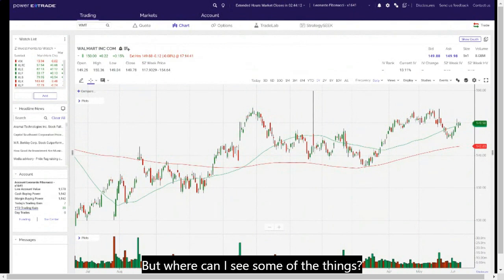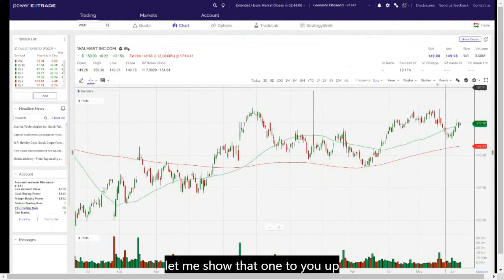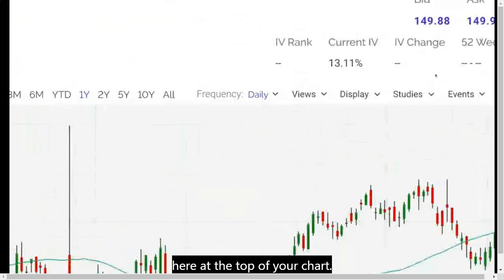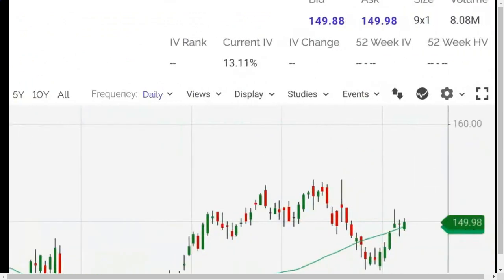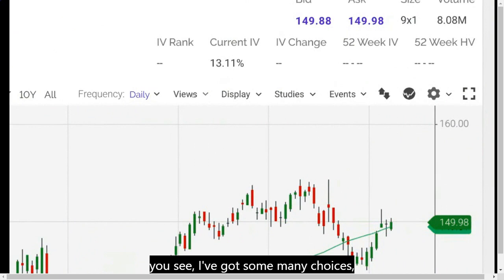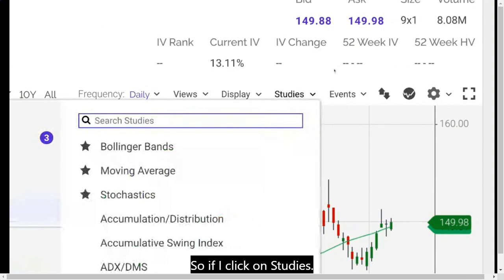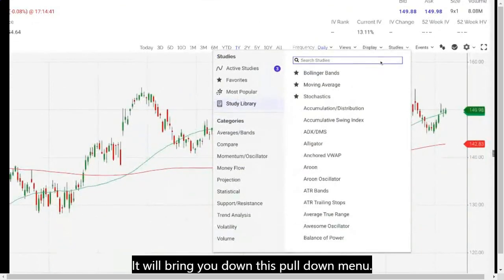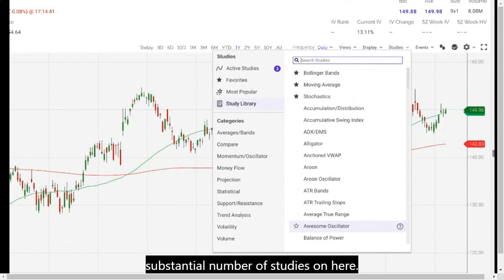So where can I see some of the things? Well, since we just finished talking about moving averages a moment ago, let me show that one to you. Up here at the top of your chart, when I'm on Power E-Trade, you see I've got some menu choices: views, displays, studies, events, and so forth. My technical indicators are going to be under studies. So if I click on studies, it will bring down this pull-down menu, and now this is my list of technical indicators. It's an alphabetized list, and there's a pretty substantial number of studies on here.